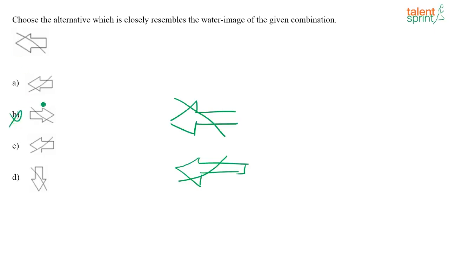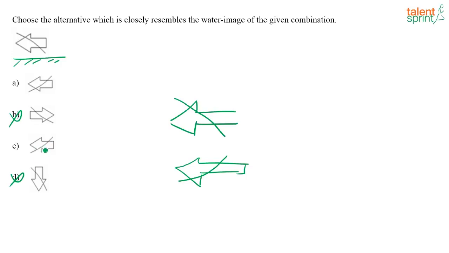So see, again, these options automatically you can eliminate. Left and right won't change. Always remember, when it is a water image, it's like placing a mirror here, and you just have to change the top and the bottom, and the left and the right won't get changed. So option B is gone, option D is also gone. Now you are left with option A and C.